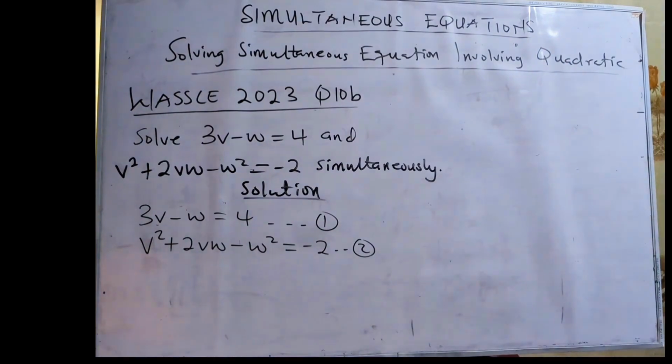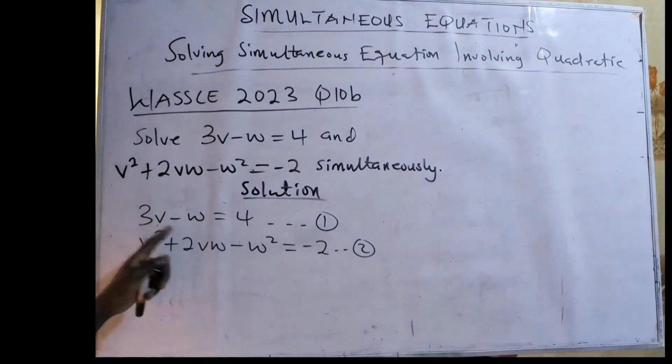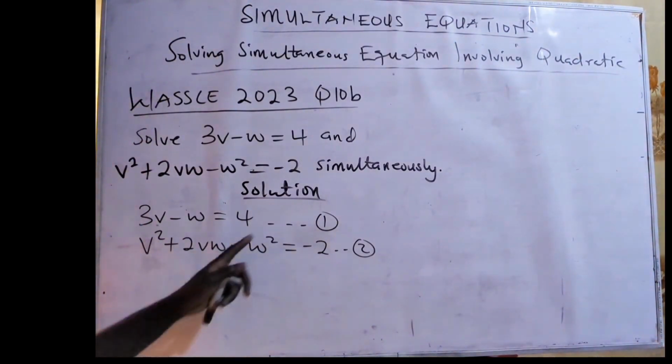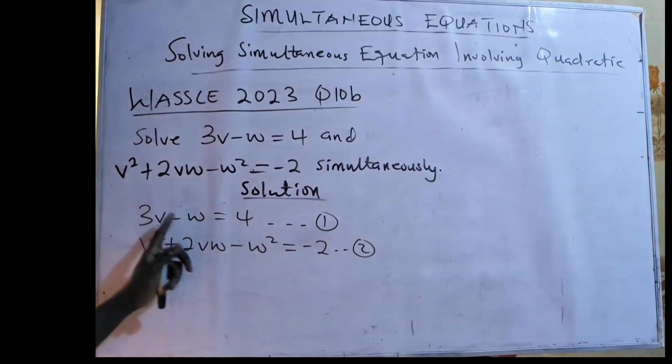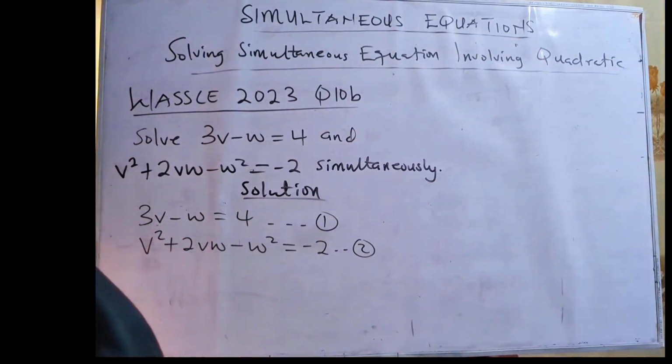So here, I think it will be simple using substitution because we cannot eliminate here. We have w here, and w here is even quadratic. It says squared, so we can't use the elimination method here. So what we have to do is use substitution. Let's make w the subject in equation 1.